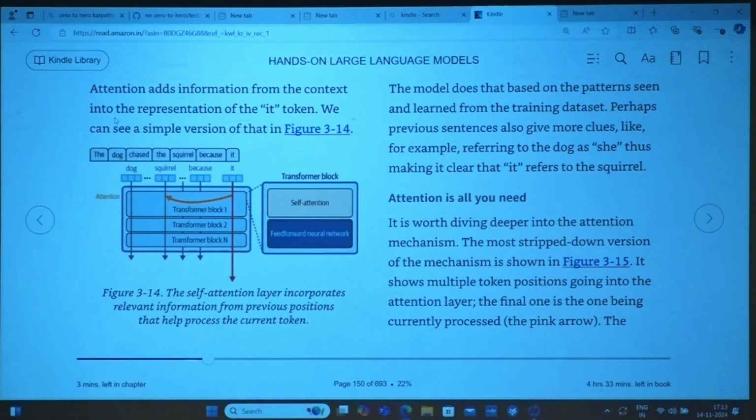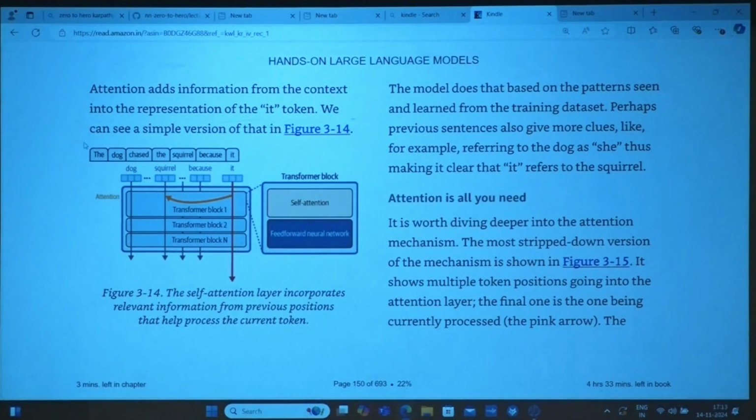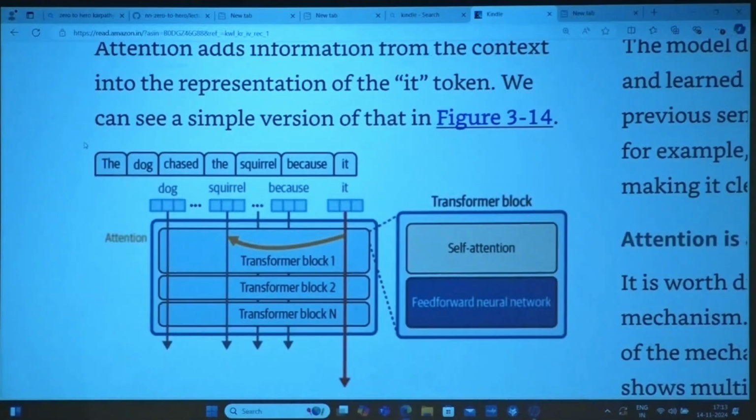The sentence at the top is: The dog chased the squirrel because it. Now, the word it is associated with the squirrel. This is what comes from the language itself. This has nothing to do with information. It's the way the language is constructed that it figured out that it refers to squirrel. And that is the job of the attention layer. And redemption in the previous sentence is the job of the feed forward layer. So this is only to tell you what purpose attention serves and what purpose feed forward serves.